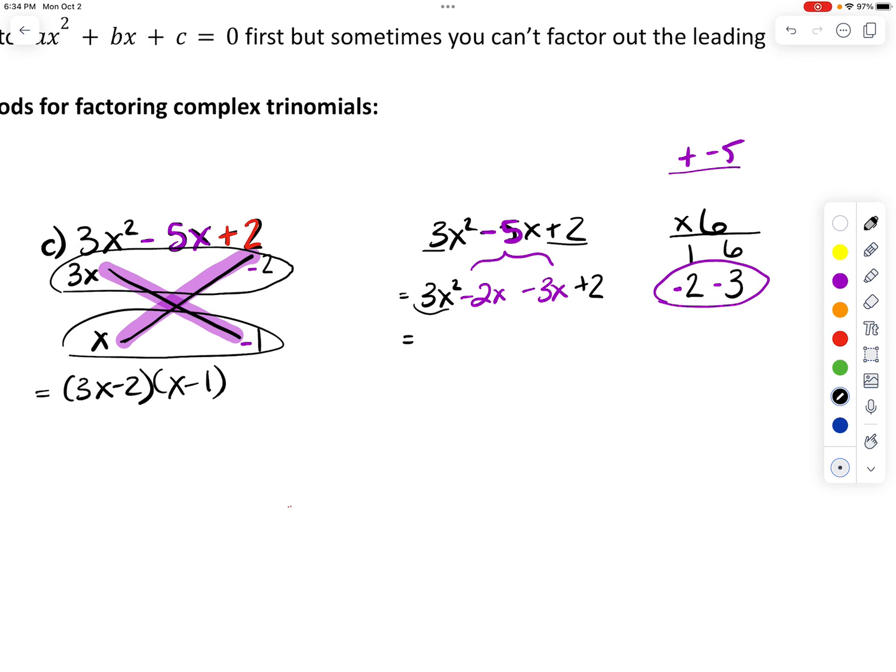Now I'm going to common factor. What can I common factor out of there? An x. And I'm left with 3x minus 2. What can I common factor out of that? Just a 1. But I'm actually going to factor out a negative 1 because that's a negative. And I'd be left with 3x minus 2. Again, I have the same two brackets. So my common factor would be 3x minus 2 times x minus 1.